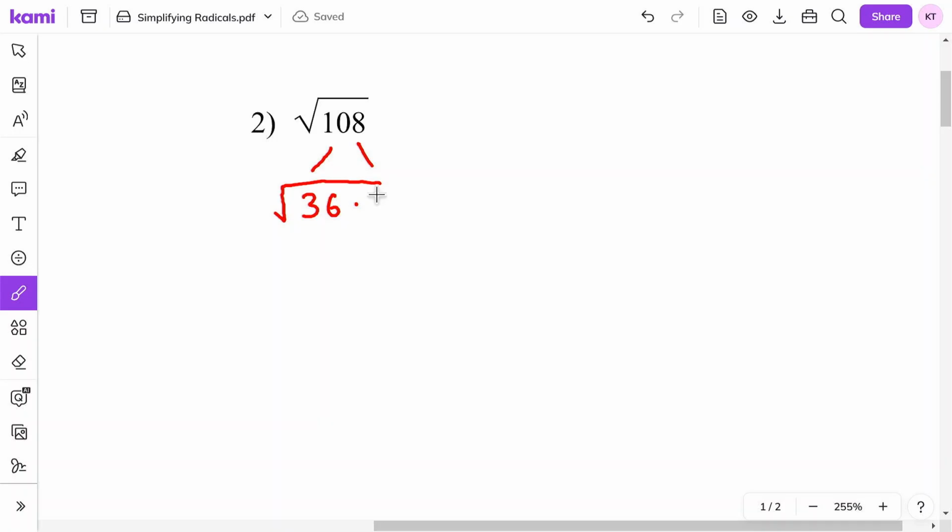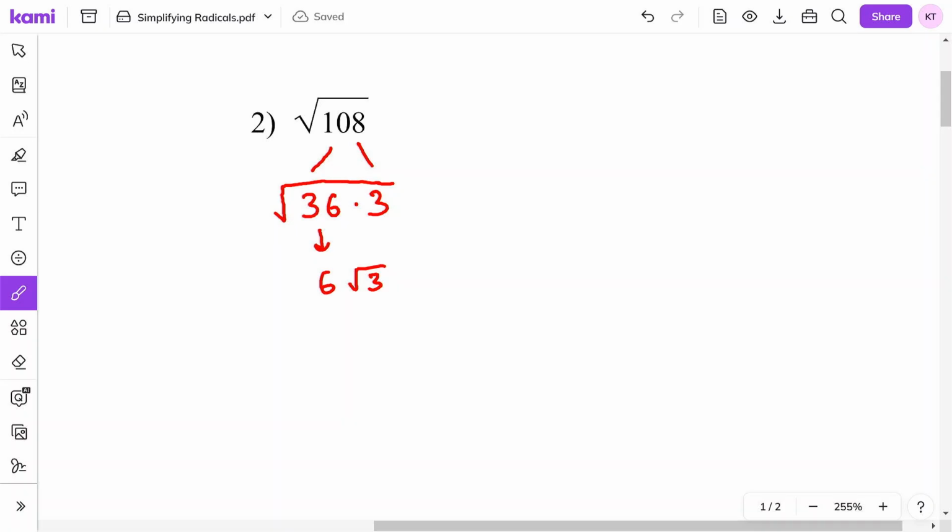So 36 times 3. Again, I'm going to simplify this. The square root of 36 is going to be 6. And then I'm still, again, left over with a 3 because the square root of 3, that's not a perfect square. So I'll get 6 root 3.